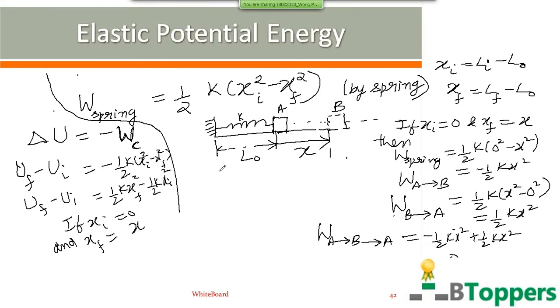When the spring is compressed by distance x from its natural length, then xi is 0, xf can be taken as minus x. That means the spring is either stretched or compressed by distance x from its natural length. Then xi is 0, xf equals plus or minus x. Xf will be taken as plus x when the spring is stretched by distance x from its natural length. Xf will be taken as minus x when the spring is compressed by distance x from its natural length.